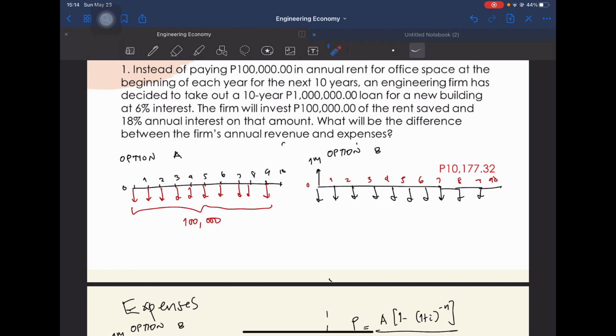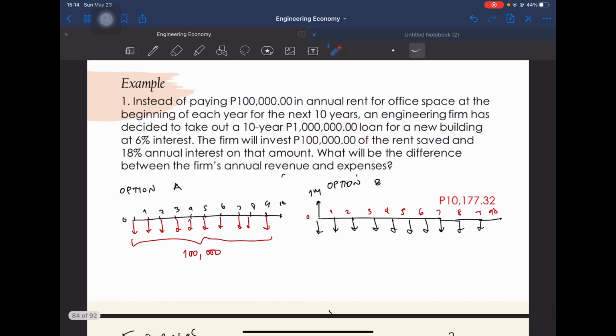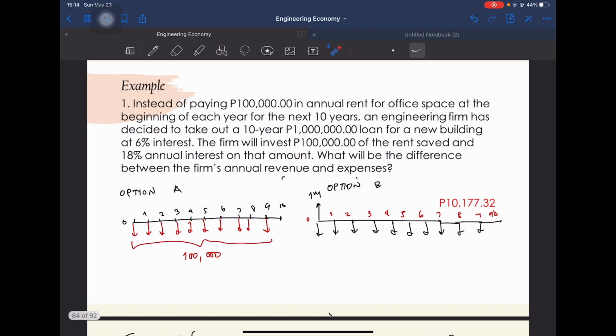Okay, but of course, hindi naman na-factor yung ibang bagay dito katulad ng, syempre, after 10 years, yung building na yon kanila na talaga. Di ba? Imbes na mag-rent ka ng 100k, hindi naman napunta sa iyo yung building. Anyway, that's example number 1.